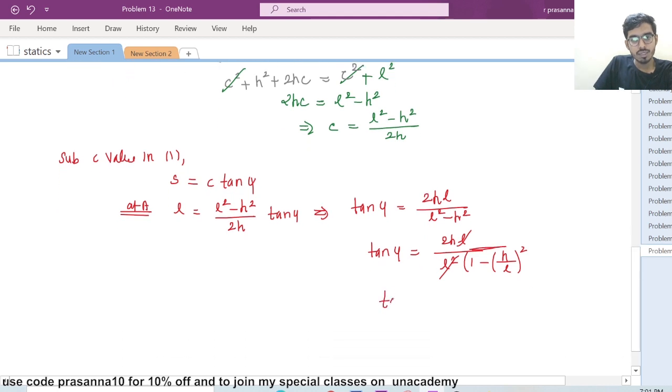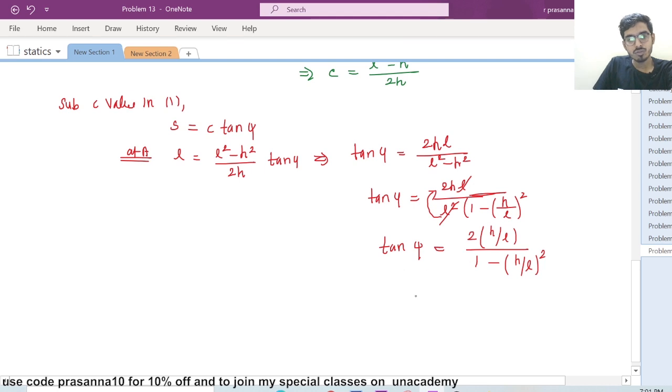So what I am doing is I am writing this as tan psi is equal to, here we will have 1L. That 1L I am writing this as 2 times H by L divided by 1 minus (H by L) whole square, right? Here we will have 1. I am bringing that L to numerator, right? Both are same. Now what is this formula? So this is what? Psi is equal to tan inverse of 2 times H by L divided by 1 minus (H by L) whole square.